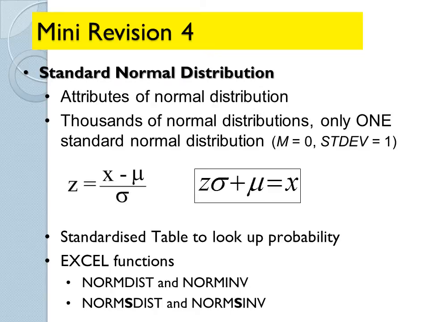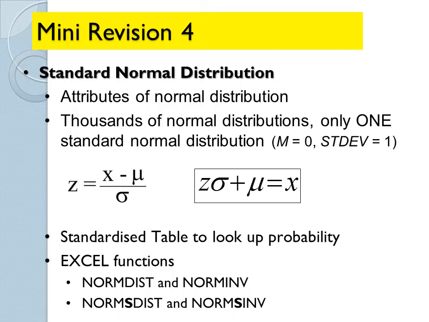The next topic that we looked at is the standard normal distribution. It's important that you remember what the attributes are of the normal distribution. It's symmetrical, it's bell-shaped, and then it can either be leptokurtic, mesokurtic, or platykurtic. But the standard normal distribution is a special kind of normal distribution, and it allows us to compare scores from one distribution with scores from another distribution.